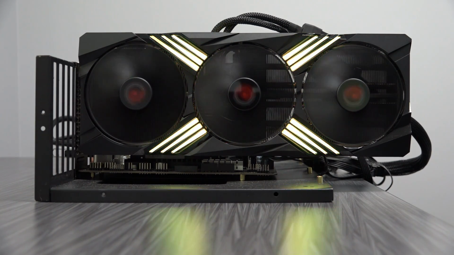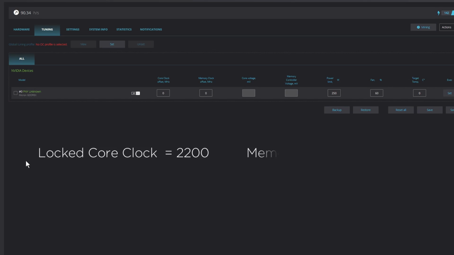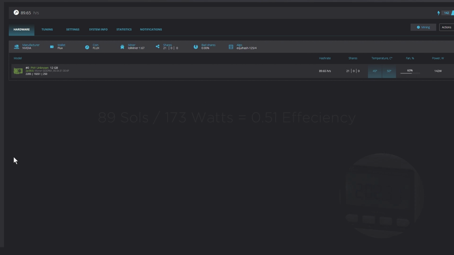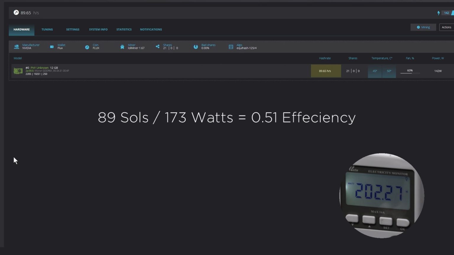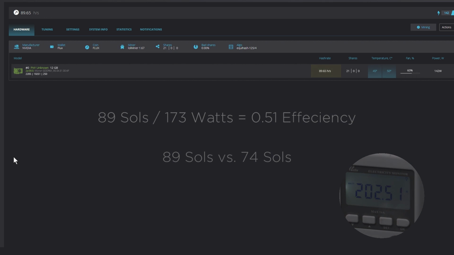Is this a good fit for the RTX 4070 Ti? Locking the core at 2200 allows the card to run more efficiently, achieving approximately 89 solutions with lolMiner. This is a good number to see, along with a power draw of 173. This allows for an efficiency of 0.51. Compared to the 3070 Ti's 74 solutions, I can appreciate the improvement the card offers.